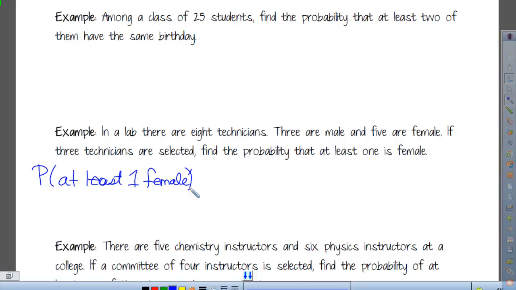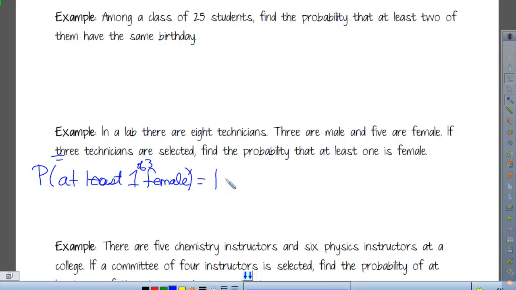Okay, at least one female. And that's of how many? No, something else. How many are we selecting? Of 3. Okay, it says if 3 are selected. So of the number that we're selecting. So of 3. Okay, so probability at least one is female.